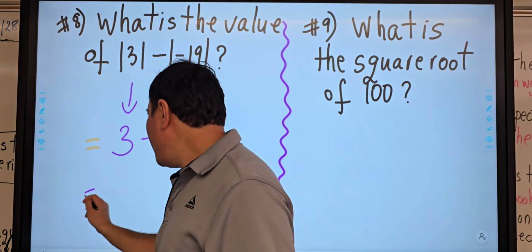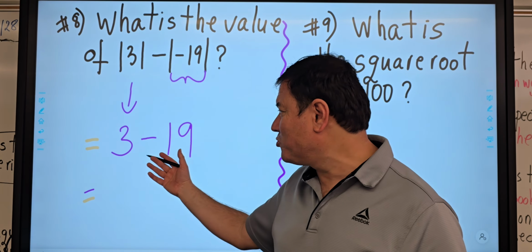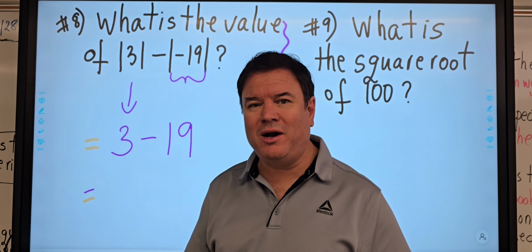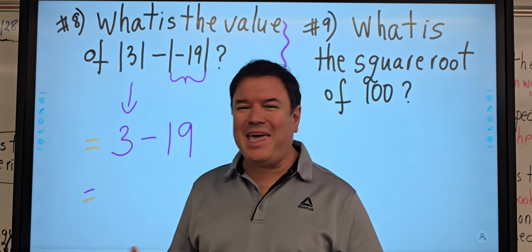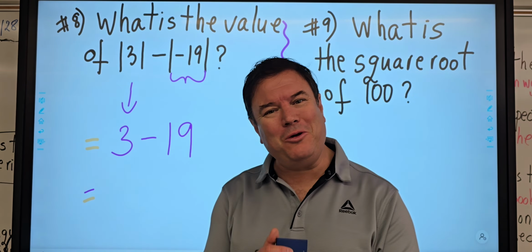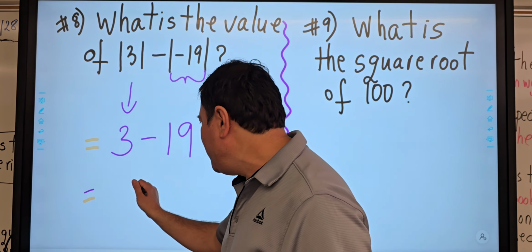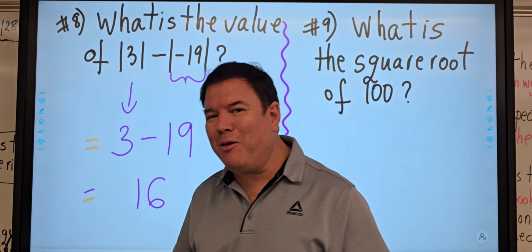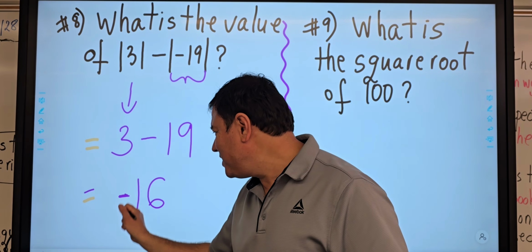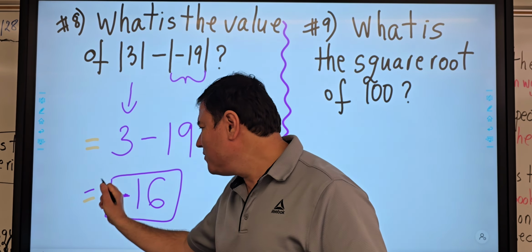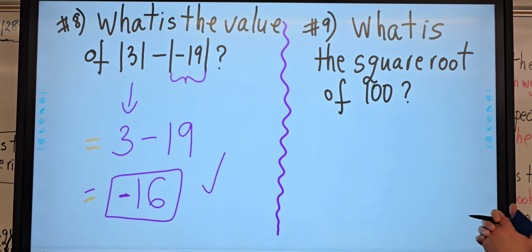So now we have 3 minus 19. And if you remember that, we have to subtract 19 from a smaller number. But if you remember that song again, opposite sign subtract, take the sign of the larger number, then will be exact. So let's subtract the numbers first. 19 minus 3 is going to be 16. And now we are going to take the sign of the larger number, which is 19, which is negative, and we will be exact. So the final answer is negative 16. Now let's take a look at number 9 here.